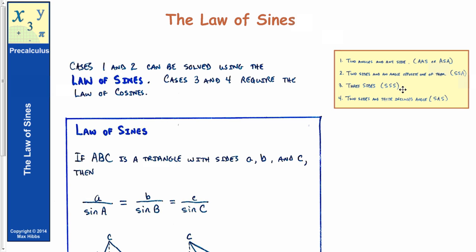Cases 3 and 4, that's if we know three sides or two sides and the included angle. That requires the law of cosines, but that's not what we're talking about now.